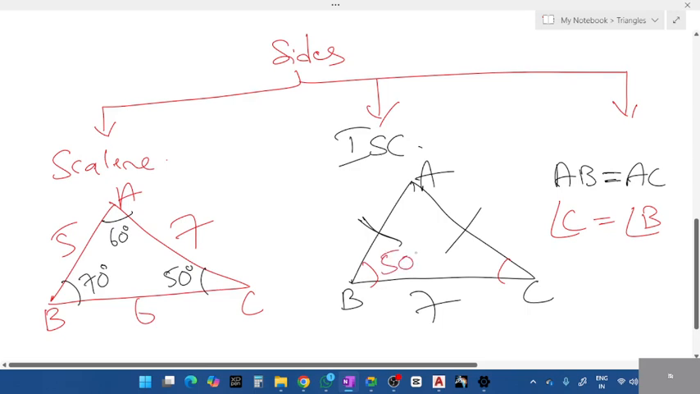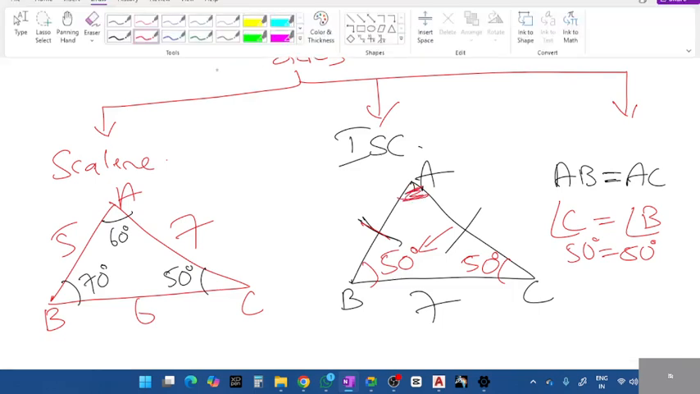If B is 50 degrees, what about angle C, students? Both are equal. If both are equal, what about angle C? Angle C also should be 50 degrees. Then what about angle A? Which formula do we use to find angle A? Sum of interior angles, right?